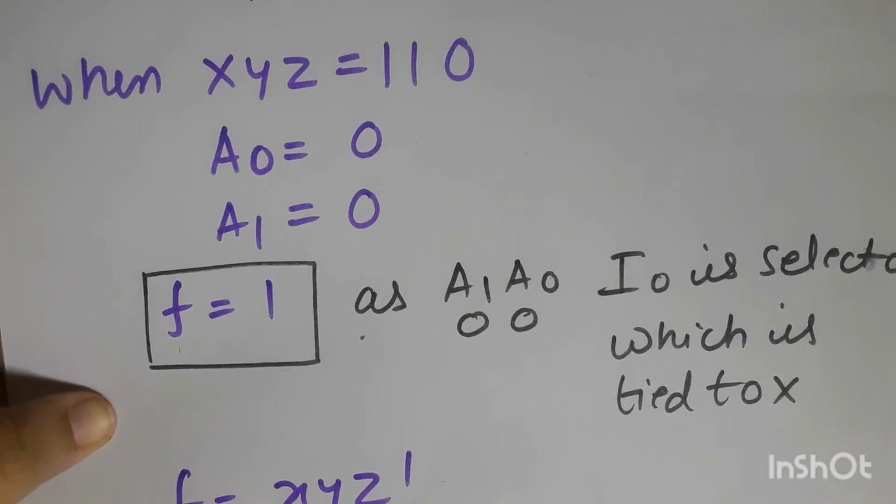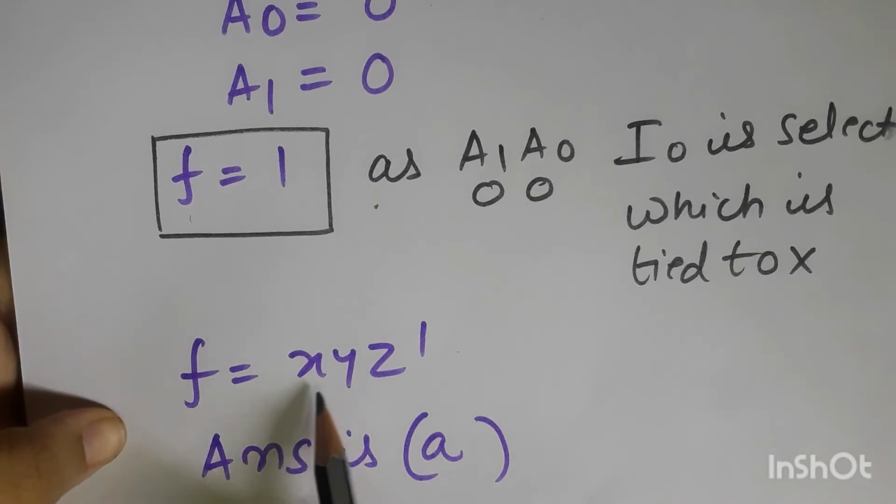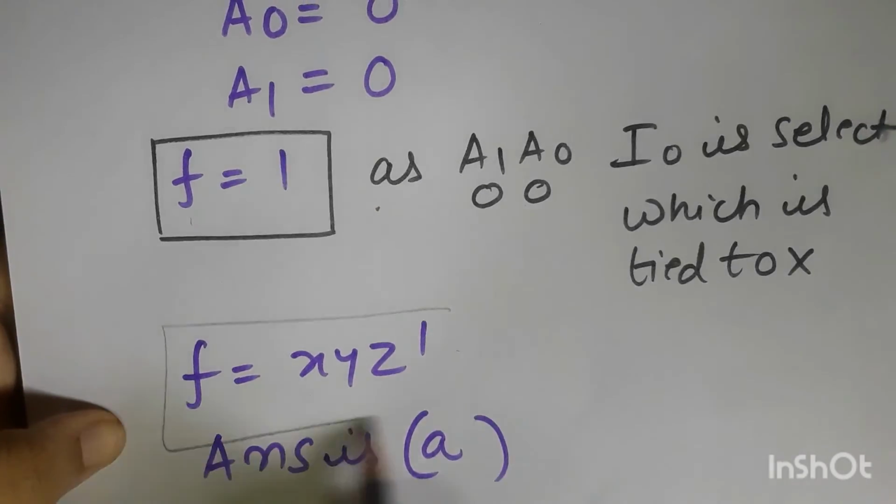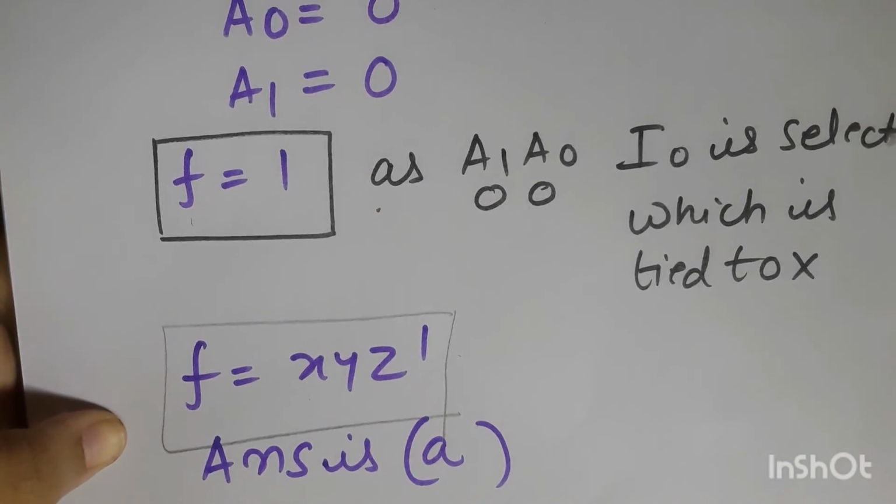So now what is the answer? The answer is A, x y z dash. For this only, the function is 1. For the rest, the function is 0.